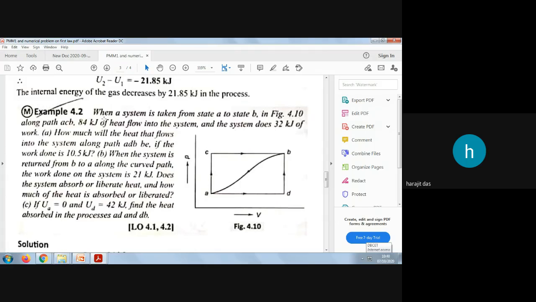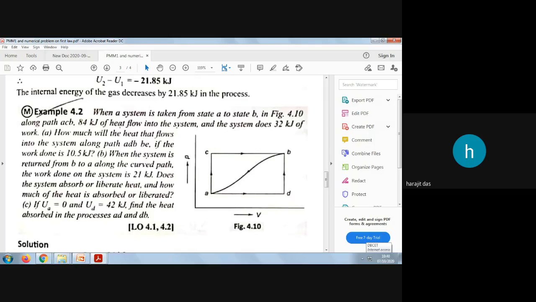See, this is actually a very lengthy question, but the concept is behind this question. So you should know how to solve this problem. When a system is taken from state A to state B. This is state A, this is state B. These are also states C and D. State A to state B through path ACB. There are three paths: ACB, then directly A to B, or B to A because the arrow mark is given in this direction, and ADB.